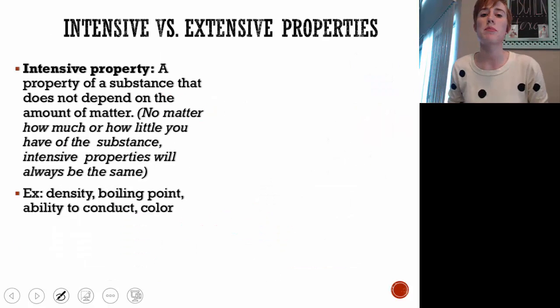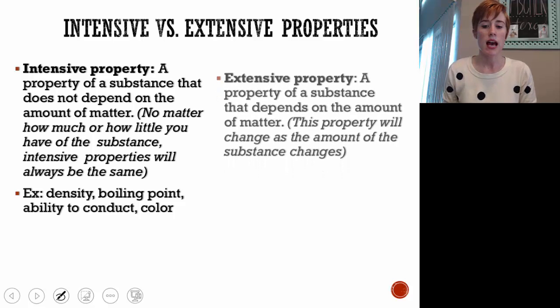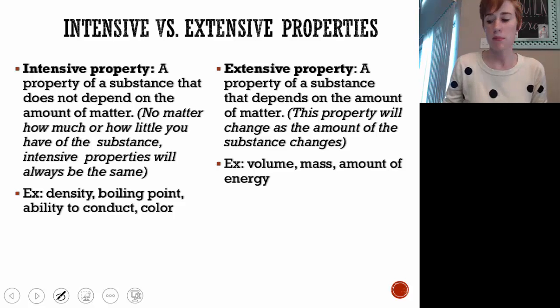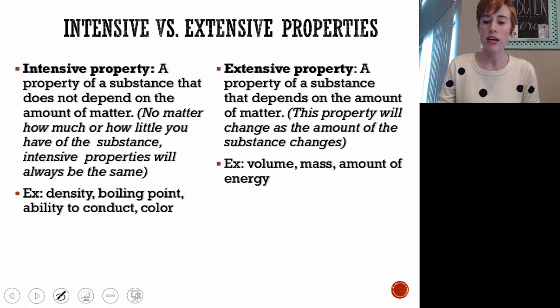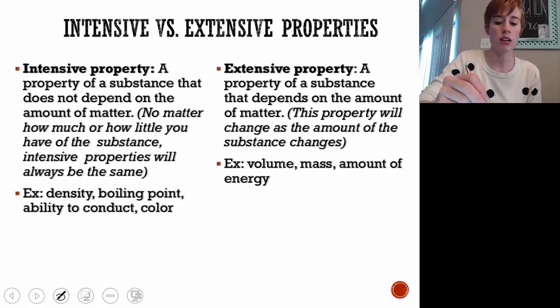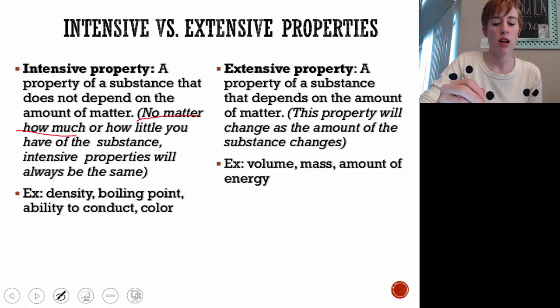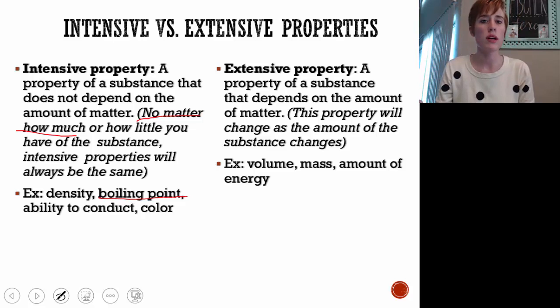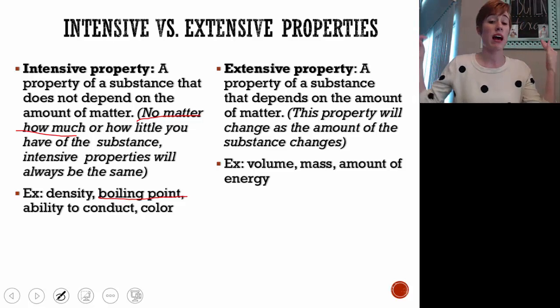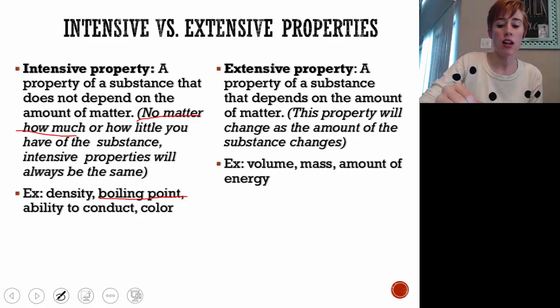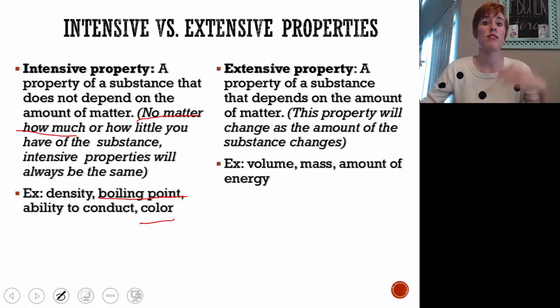Now, there's two types of chemical properties, okay? There's intensive properties, and then there's extensive properties. An intensive property is something that will always stay the same no matter how much of that substance you have. For example, the boiling point of water will always be the same no matter if I have a gallon of water or a cup of water, okay? The color of water will always stay the same no matter if I have a gallon or a cup, right?